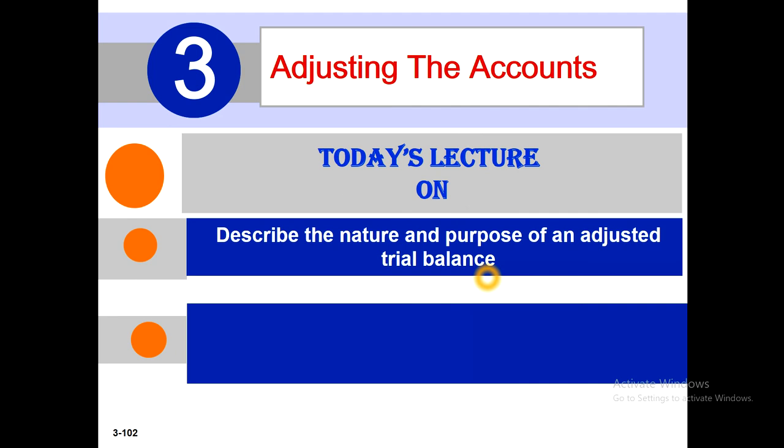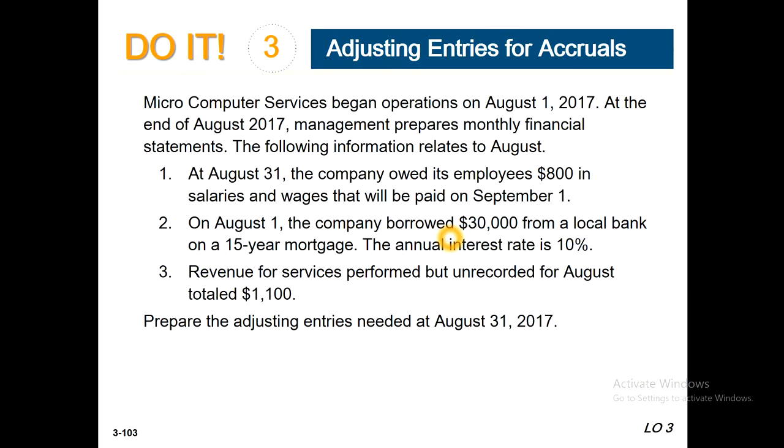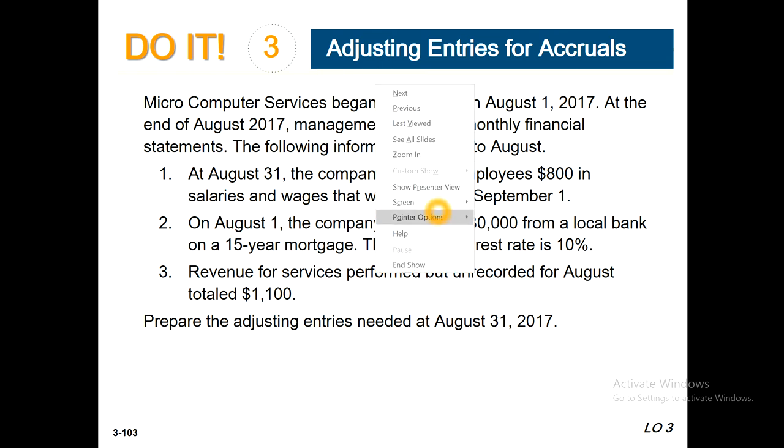Today's lecture is on describing the nature and purpose of an adjusted trial balance. So here are the adjusting entries for accruals. We have an example here, Do It 3. Please look at this example.